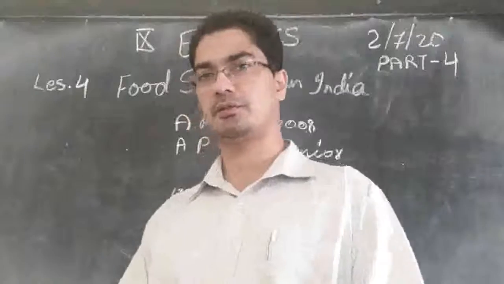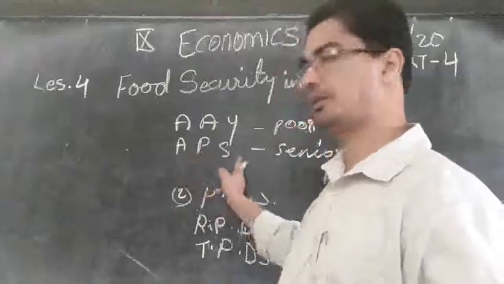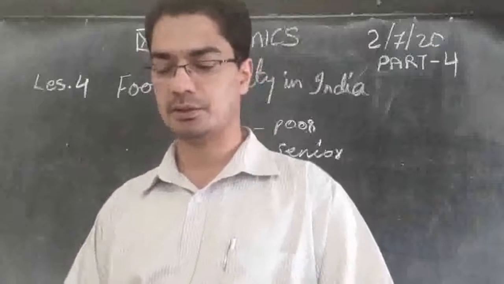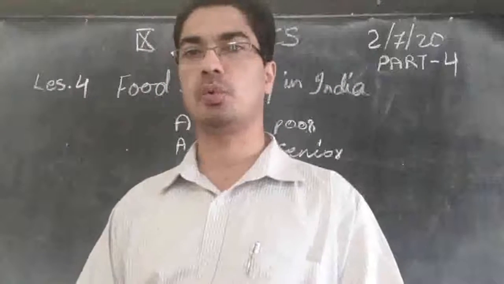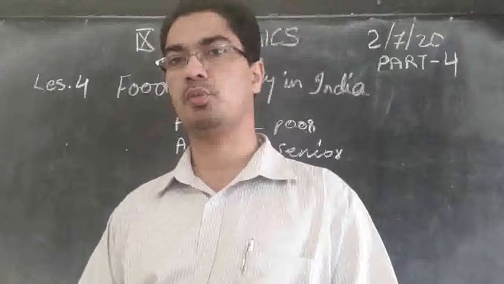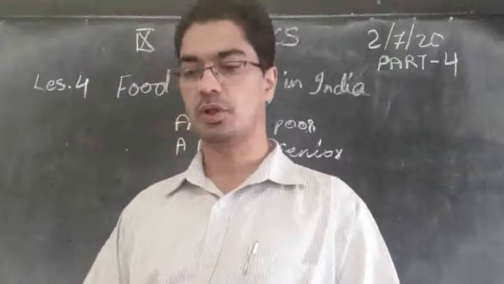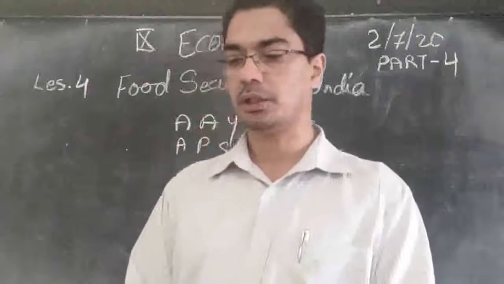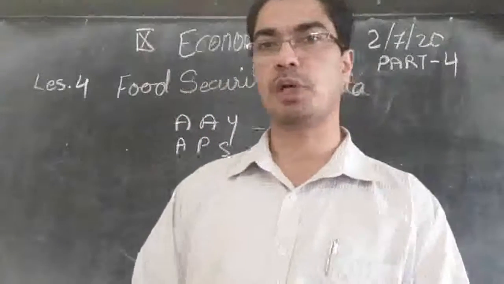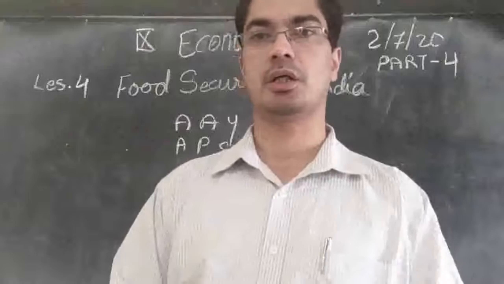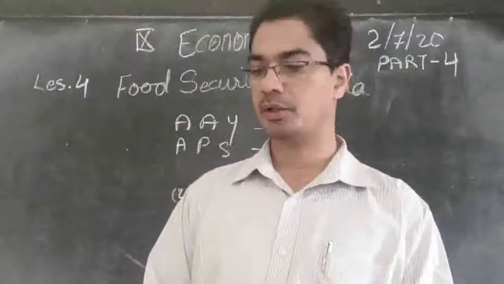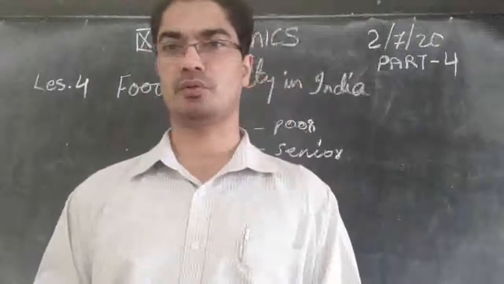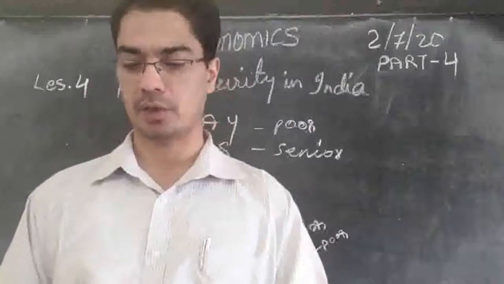Then another program was APS, that was meant for whom? Indigent senior citizens. Indigent means those who are poor, the senior citizens who are very poor, very old, and so on. That program also was introduced in the year 2000, and 10 kg of food grains they could buy. One person can buy 10 kg of food grain, and it is given completely free. They don't have to pay 1 rupee also.